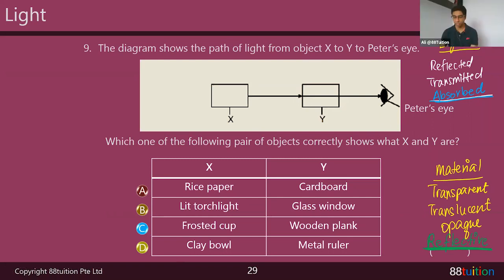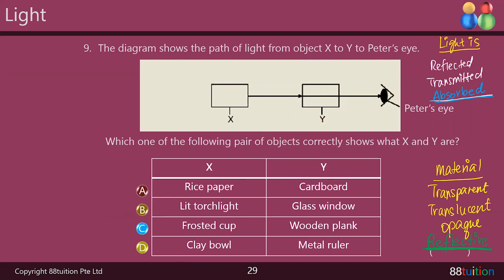Yes. Because a material can be transparent. It allows all the light, can allow some light, which is translucent, can block all the light, which is absorbed, but can also reflect, right? So that material is reflective. So what is the example of the reflective material?